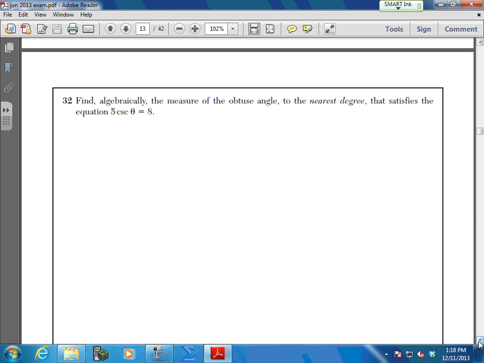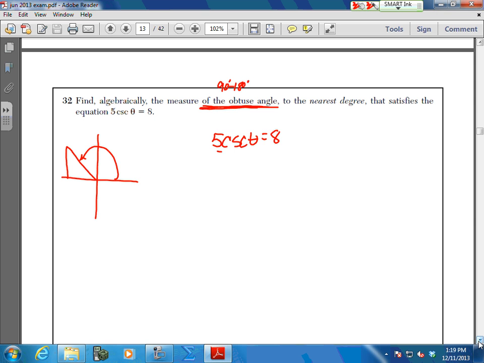This is another nice one. This is another trig one. And we want to find the measure of an obtuse angle. Obtuse is between 90 and 180 degrees. So we know this is going to be in quadrant 2. We know this angle is going to terminate in quadrant 2. So we start with your equation. We divide by 5, and we get the cosecant of theta is 8 over 5.